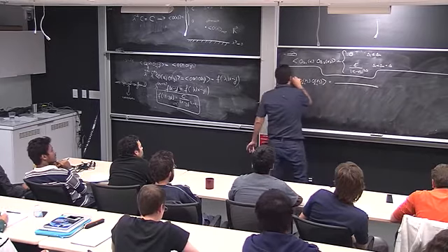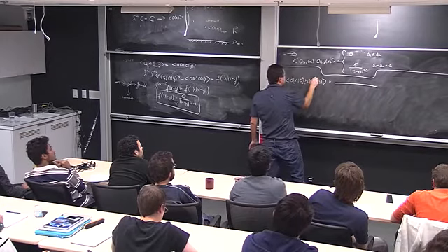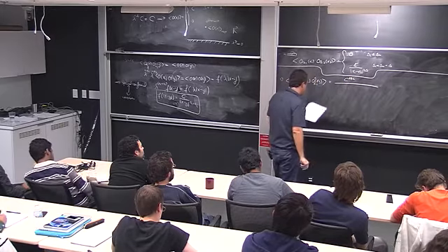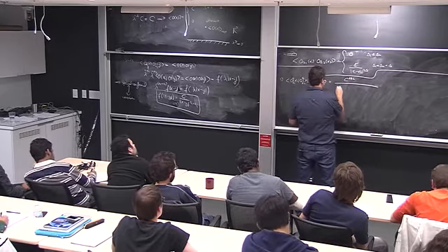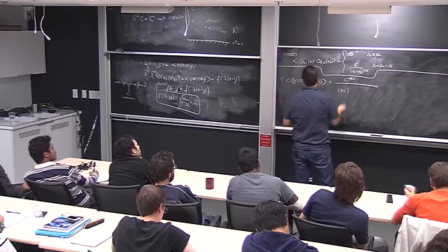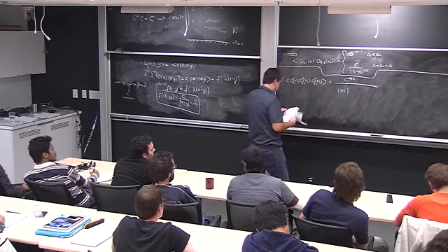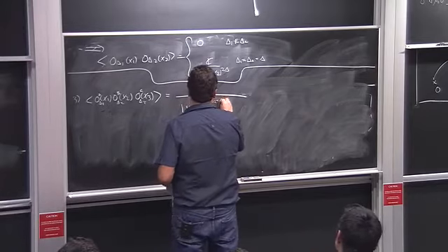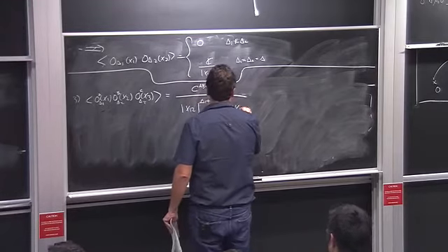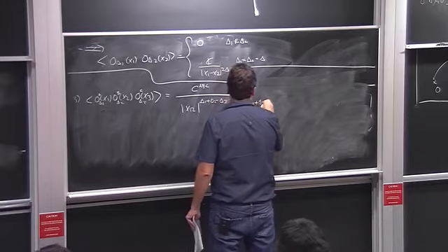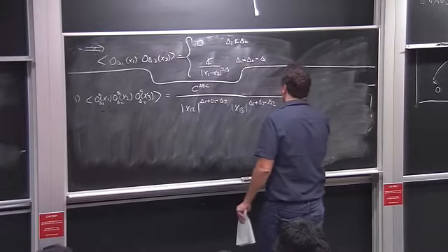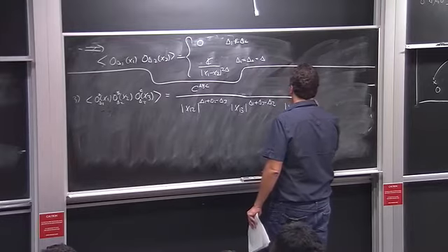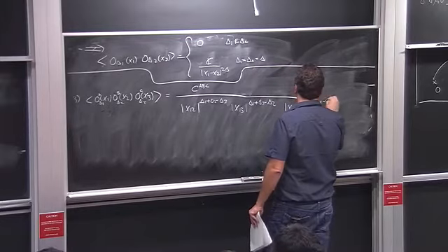So let me use the notation I used yesterday of this tensor, C_ABC. The most general thing you can have is C_ABC times x12, the Lorentz invariant distance between points 1 and 2, to the power delta 1 plus delta 2 minus delta 3, times x13 to the power delta 1 plus delta 3 minus delta 2, and x23 to the power delta 2 plus delta 3 minus delta 1.